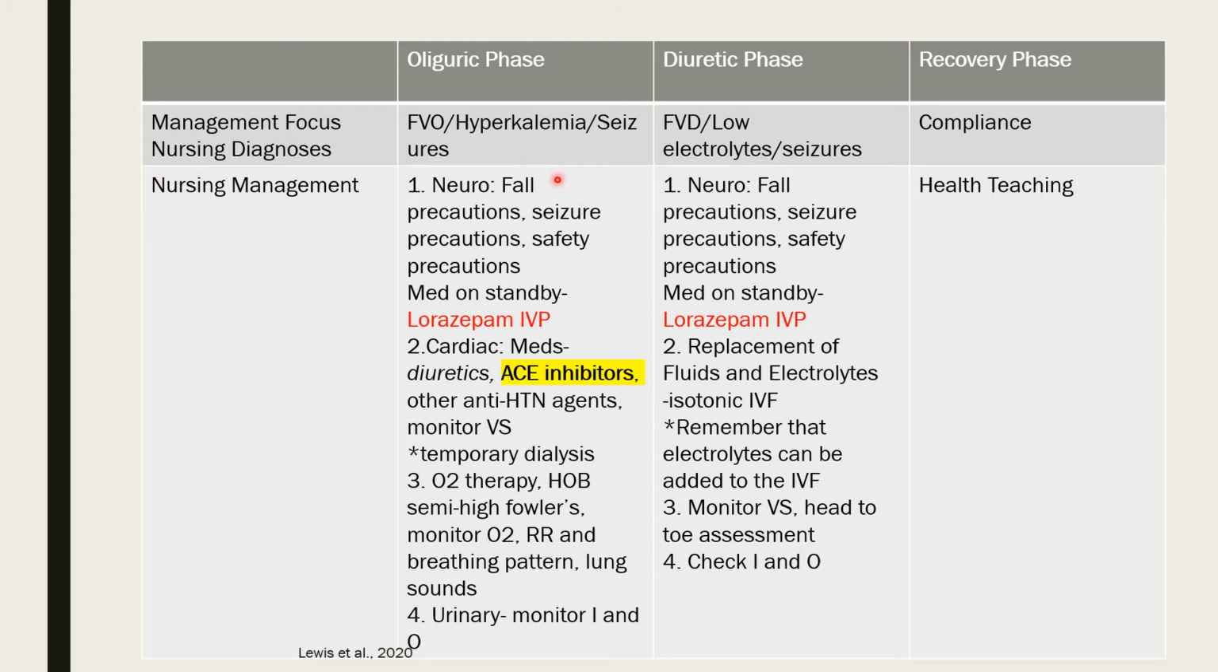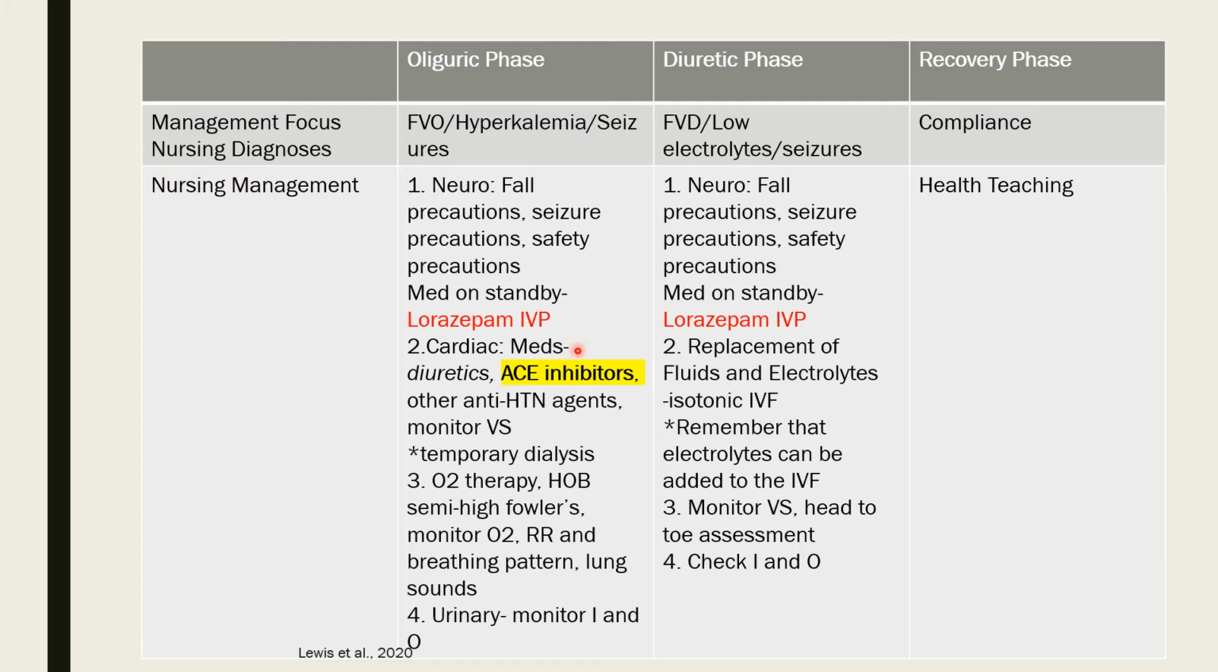So as you can see, the first one is neuro. So I do this system-wise. So neuro, again, you want your patient to be safe as much as possible. And since they are at risk to have seizure, you want to put them on seizure precaution. You want to make sure you have a medication that will help stop seizure, which is lorazepam IV push.